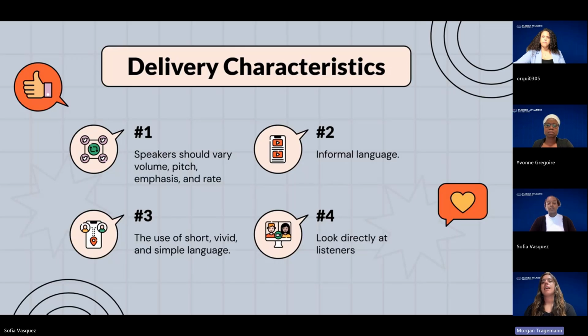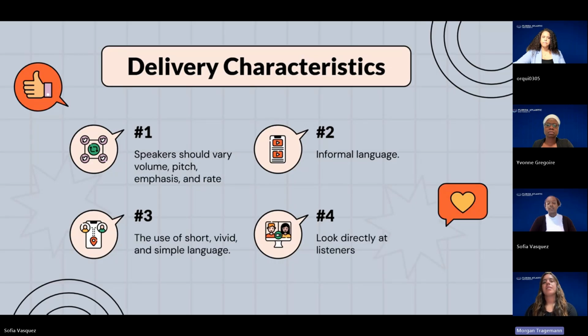Eye contact is another delivery characteristic. Speakers should maintain eye contact with their audience as it creates a stronger connection. When healthcare providers make eye contact with their patients, it helps improve trust and understanding.